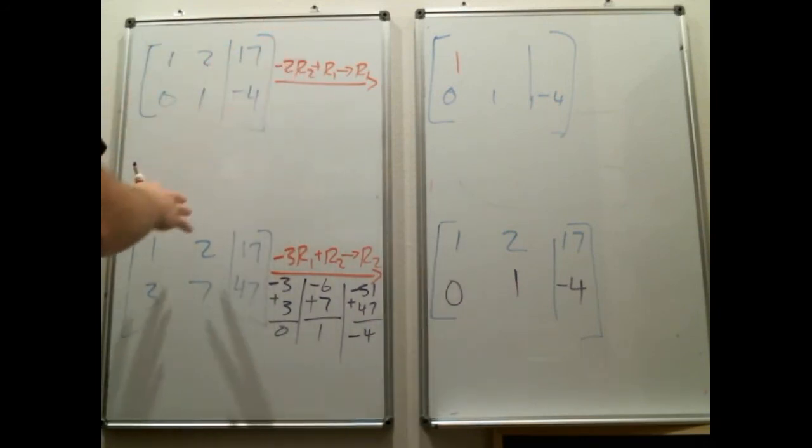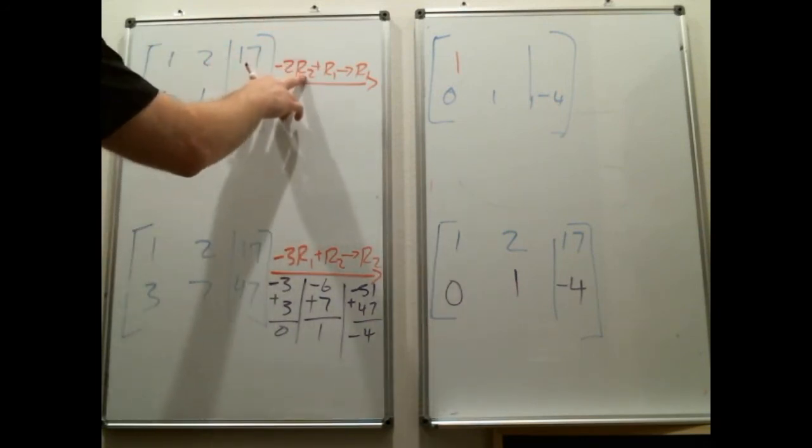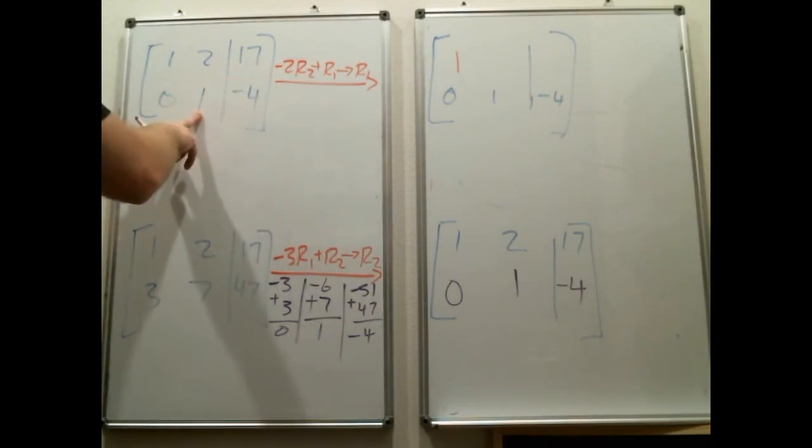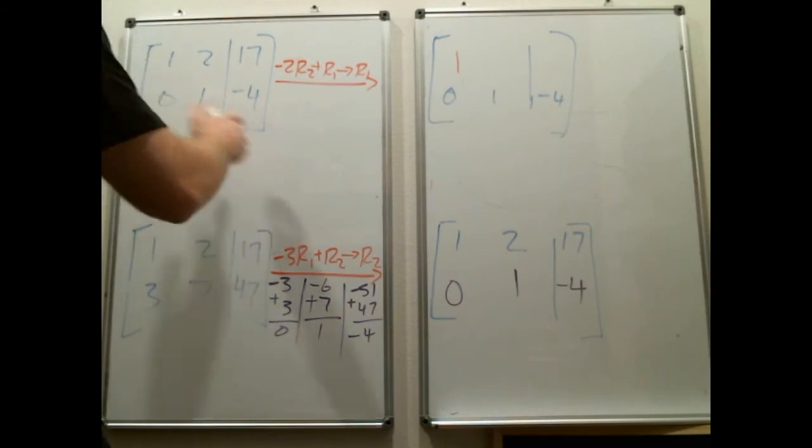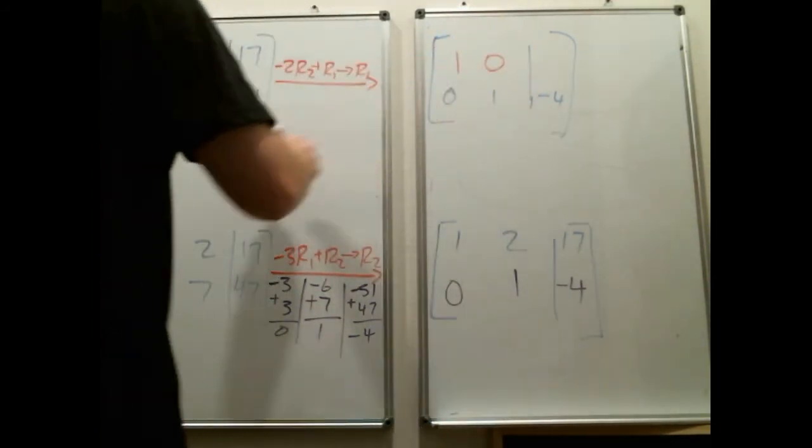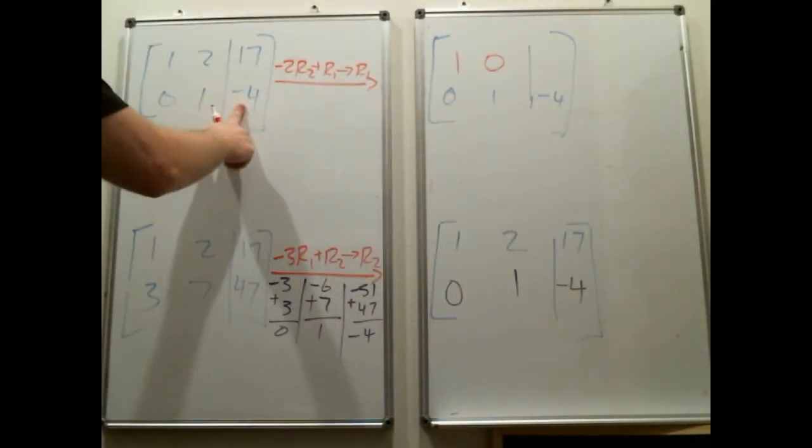I need to backtrack. Alright, negative 2 times row 2. So negative 2 times 1 is negative 2. Add it to positive 2 gives you 0. And then negative 2 times negative 4.